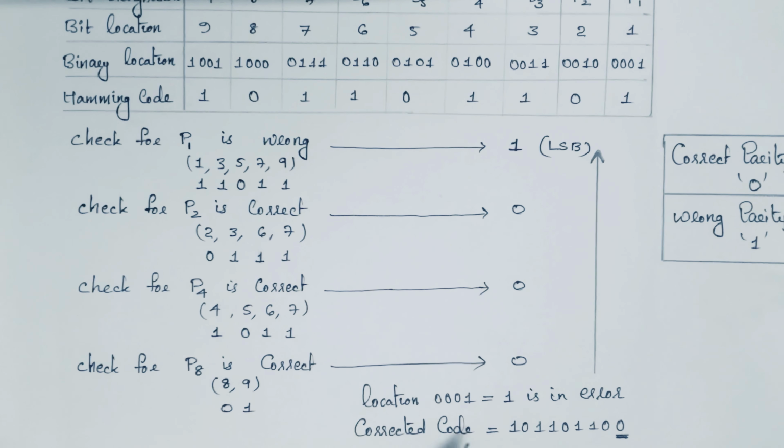So the corrected code will be 1011011000. It was 1 that we are correcting to 0. So this is the corrected Hamming code.